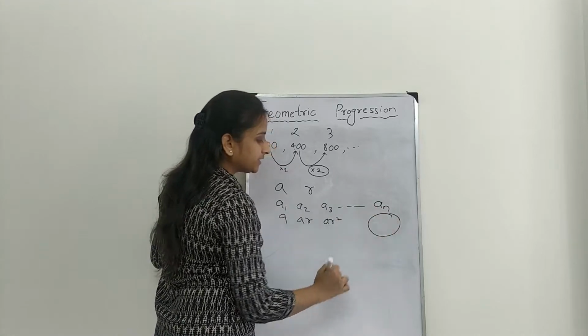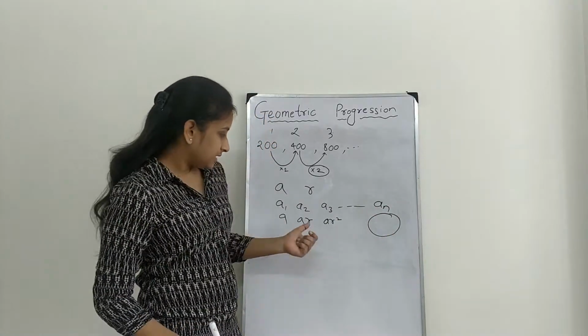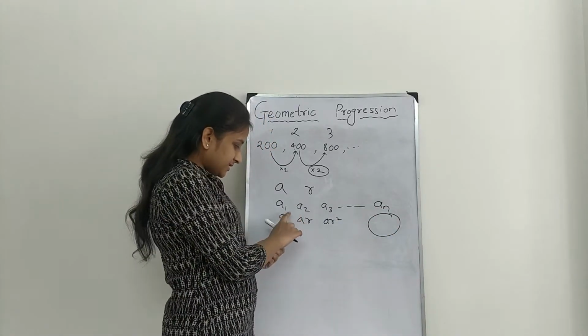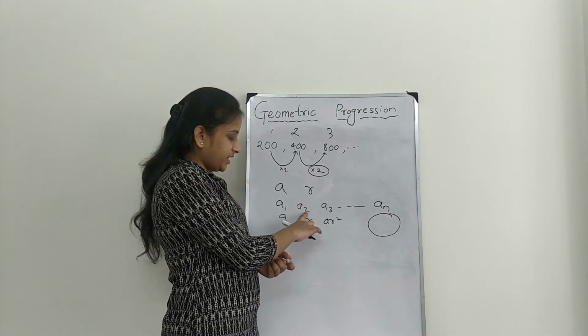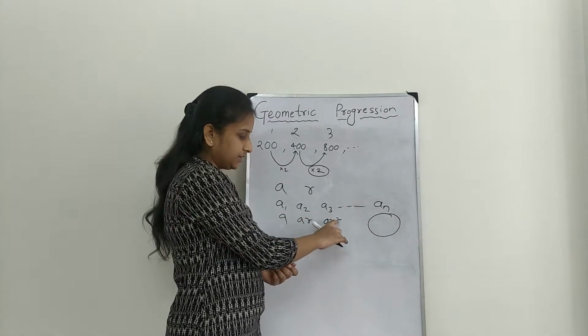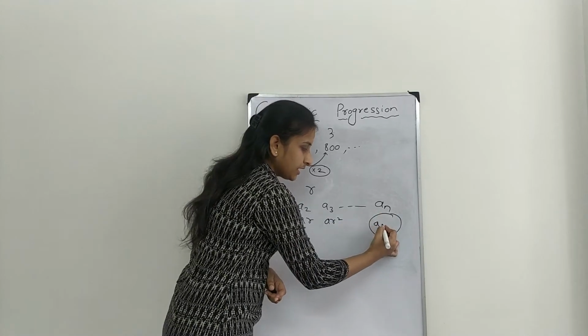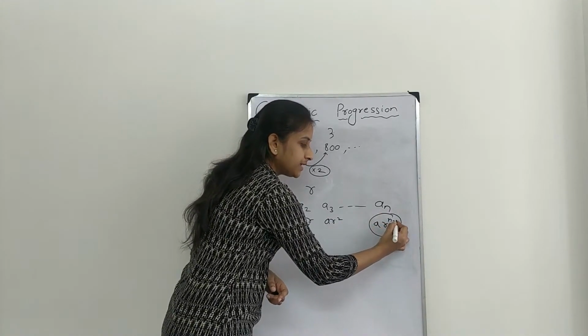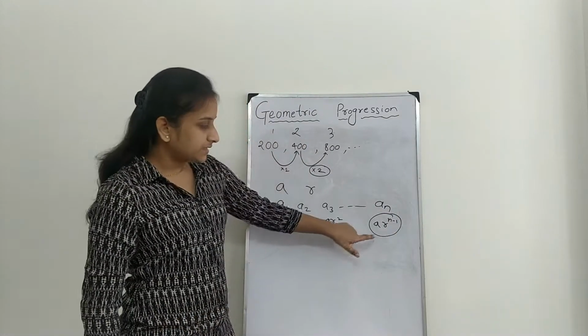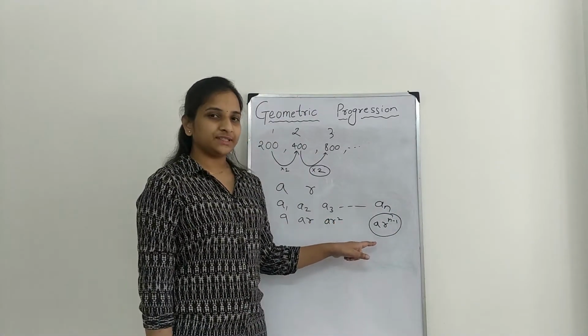What will be the nth term? Now, in the first term R power is 0, second term R power 1, third term R power is 2. So the nth term is AR power n minus 1. This is the nth term of a GP series.